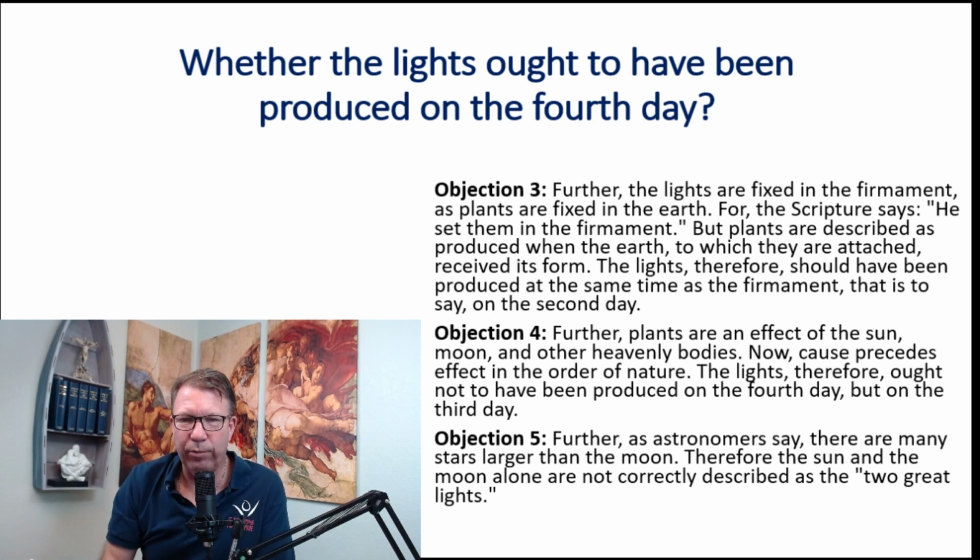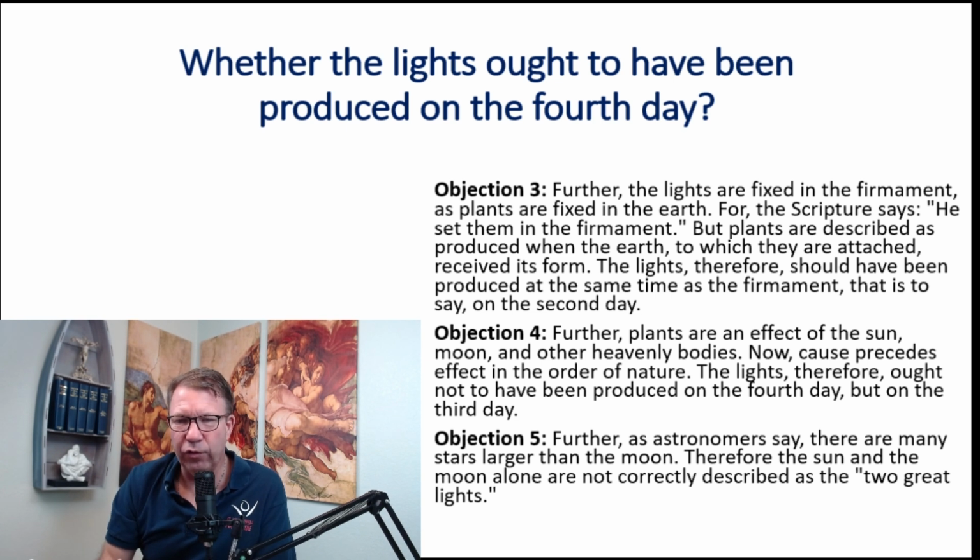Objection 4 says, "Plants are an effect of the sun, moon, and other heavenly bodies. Now, cause precedes effect in the order of nature. The lights, therefore, ought not to have been produced on the 4th day, but on the 3rd day," right? Because the plants need the sunlight. And so, that seems to make sense to me, right? But, obviously that's not the order that Scripture lays it out.